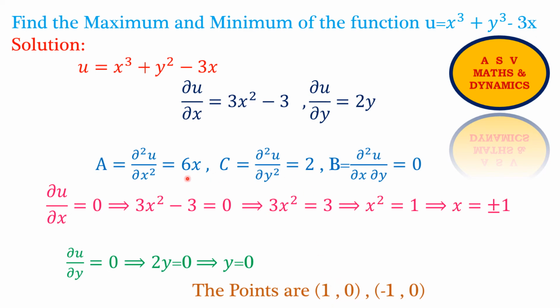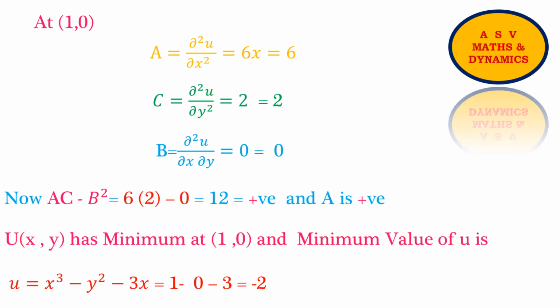You have to find what is a value, what is c value, what is b value. Then one more time you have to substitute the next value, what is a, what is c, what is b. You have to find. You can get the values, then you check the conditions, it will come negative or positive. Come to the next slide.